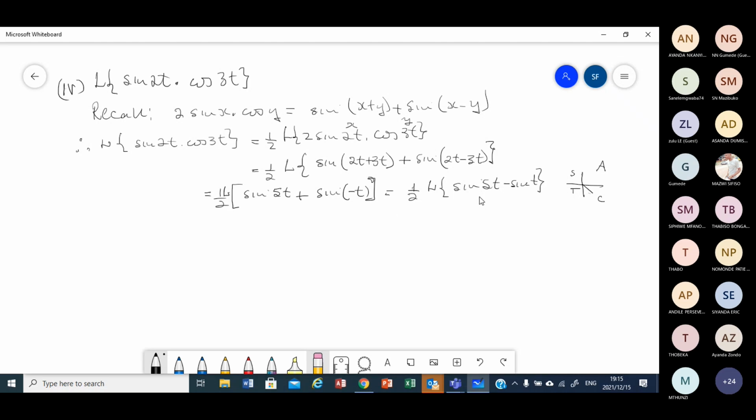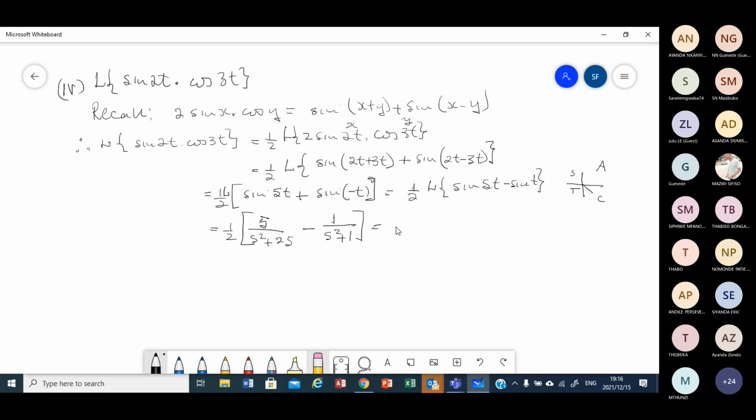Now this can be written as half into, what is the Laplace of sine 5t? Sine 5t is given on page 20 as sine at. My a is 5. So it's given by a, my a is 5, over s squared plus 5 squared, that will be 25. Minus 1 over s squared plus 1 squared, my a here is 1, which is 1.